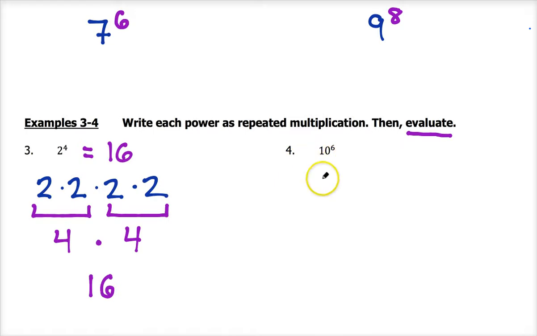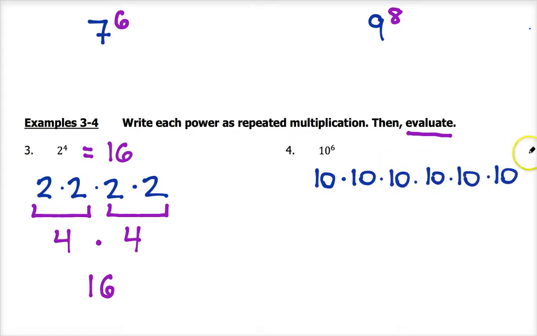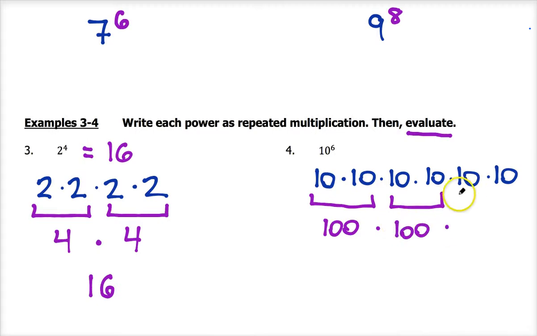Number 4, we have 10 to the 6th power. So that's going to be 10 times itself 6 times. So we'll rewrite it as repeated multiplication first. And then I'll do the same thing. 10 times 10 is 100. And then I have two more pairs of 10s. I have this 10 times this 10, which is also 100. And this 10 times this 10, which is also 100.